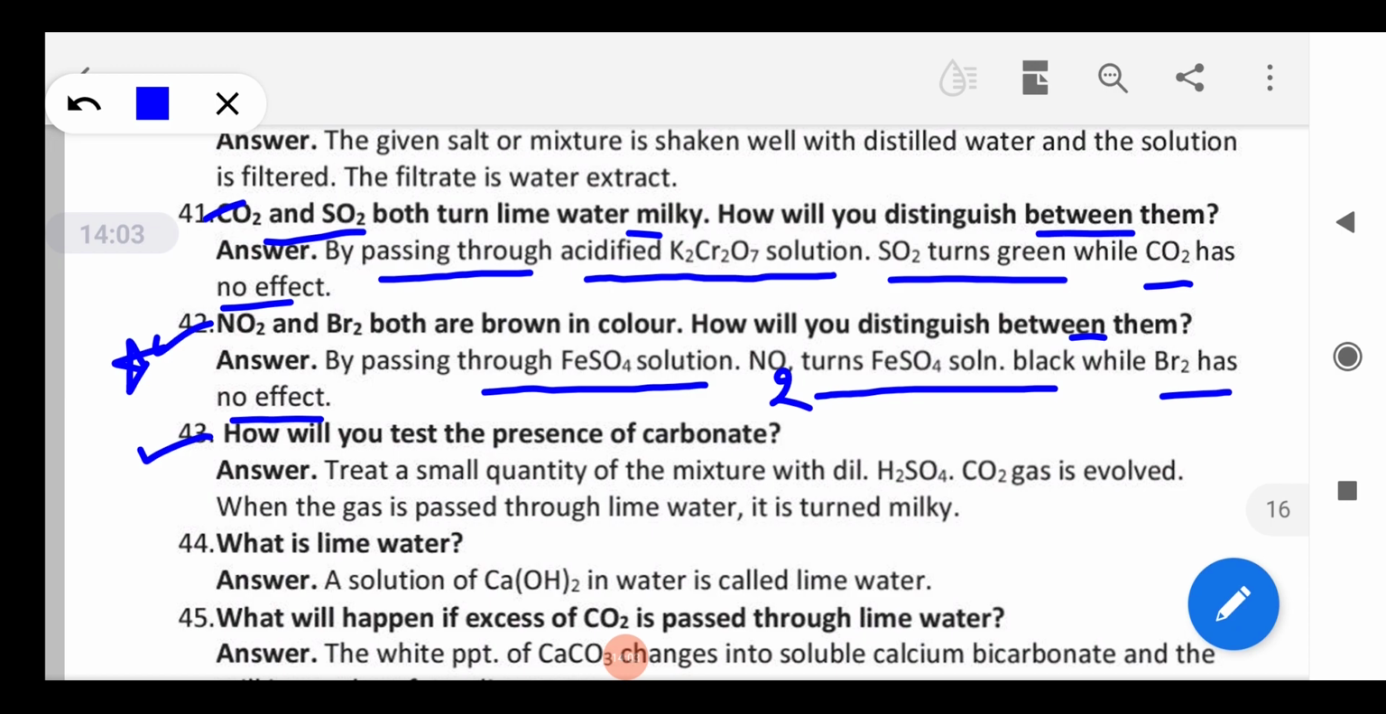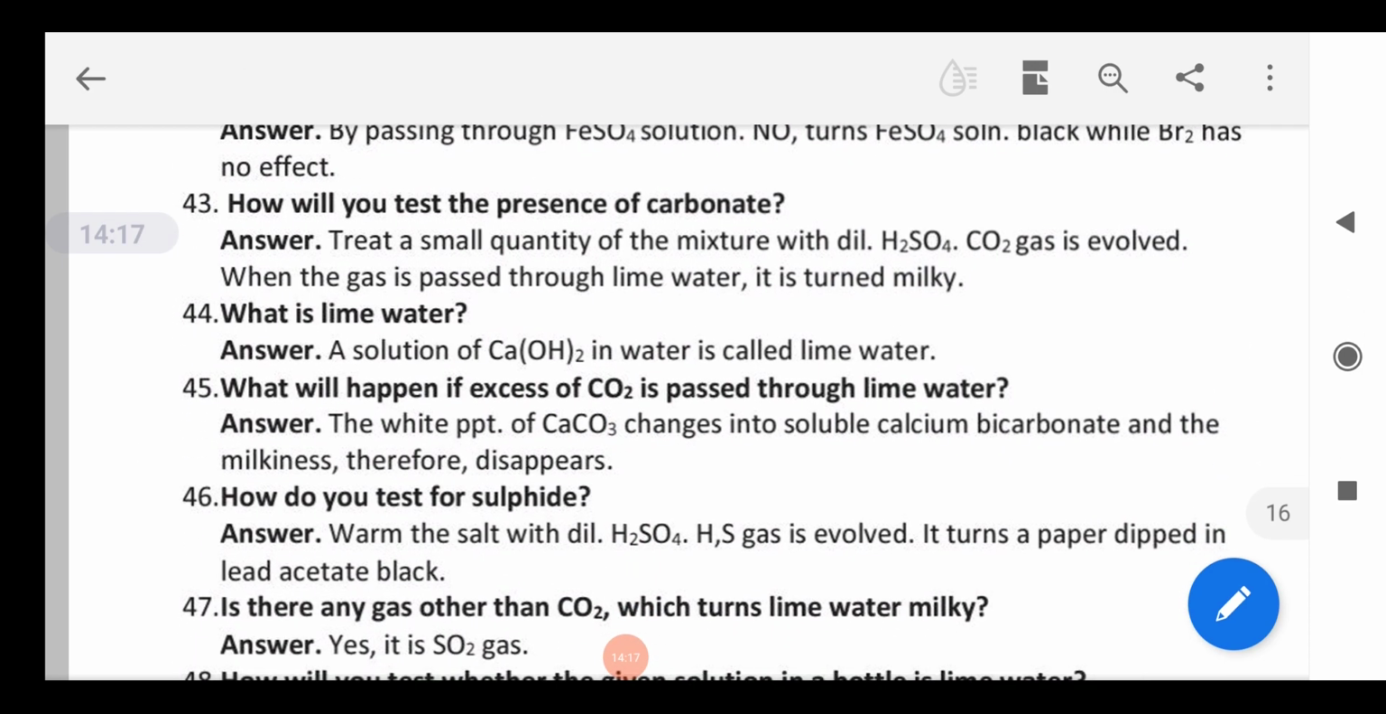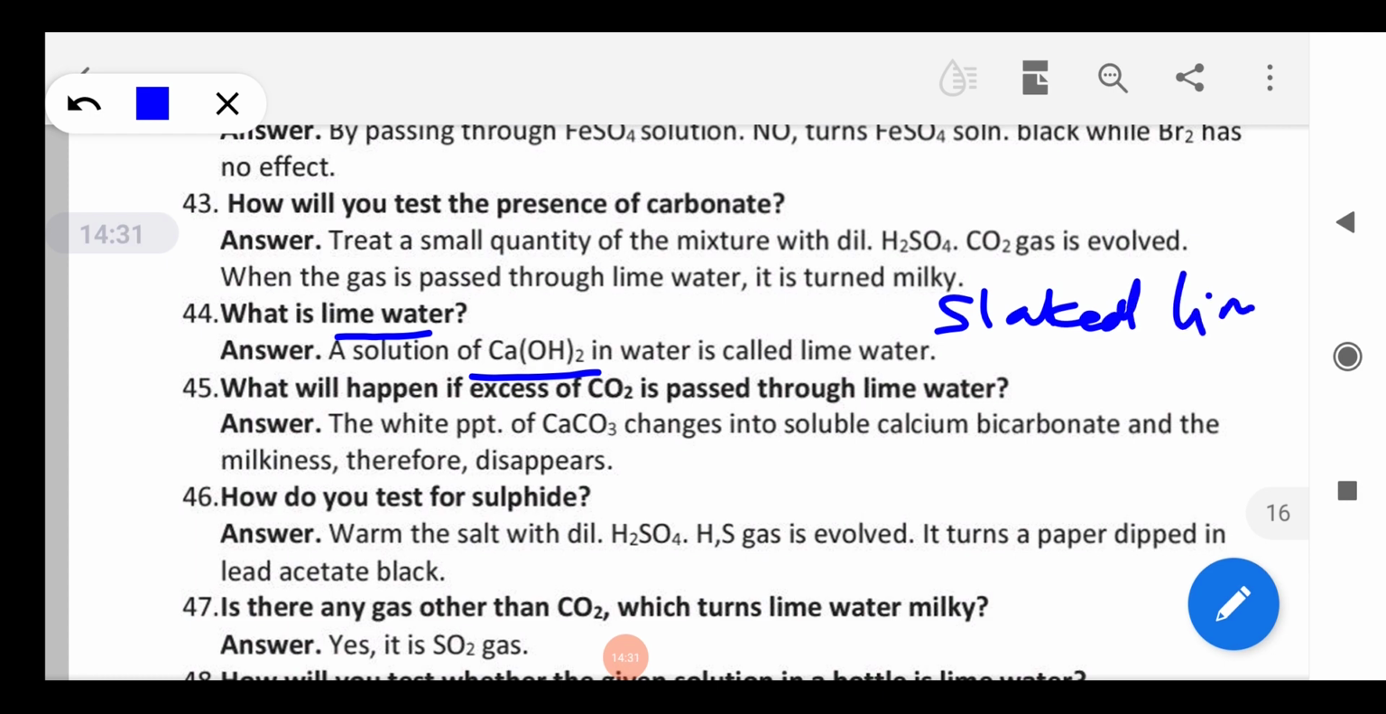Question number 43. How will you test the presence of carbonate? So you have to take the salt mixture and add dilute H2SO4. Bubbles of CO2 evolve, which on passing through lime water turn it milky. It's a simple test. What is lime water? Lime water is a solution of calcium hydroxide. Now the point of concern is that students sometimes get confused between lime water and slaked lime. Both have the same chemical formula, which is Ca(OH)2, but there is a slight difference.